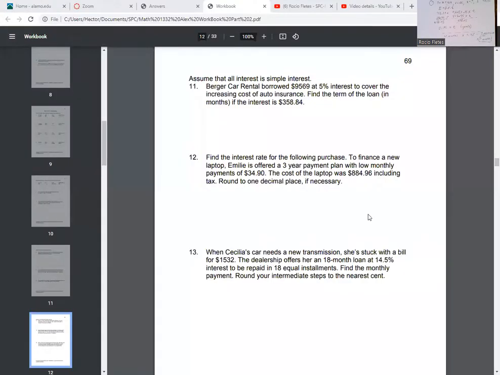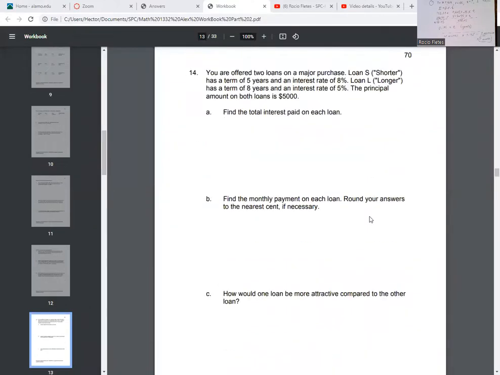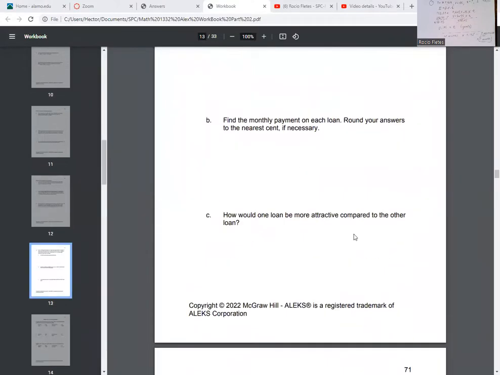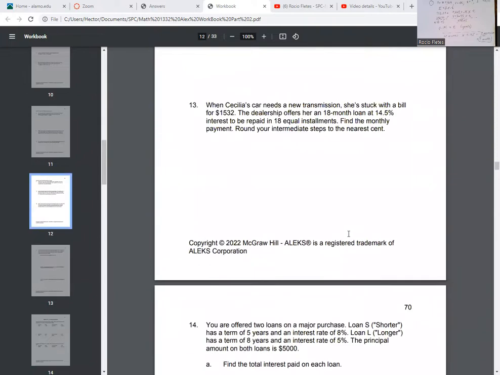And let's see, number 13 would be the last one I'm going to do, and then we'll move on to compound interest. So 13 is the last one for this section.